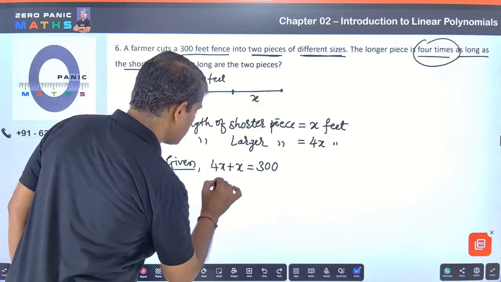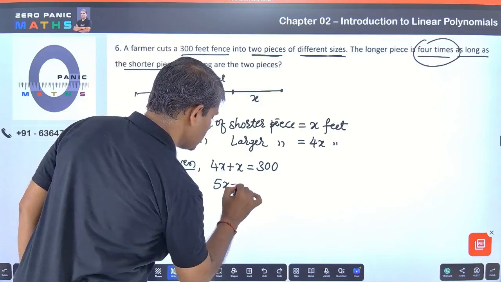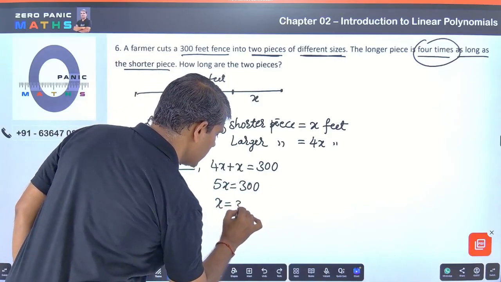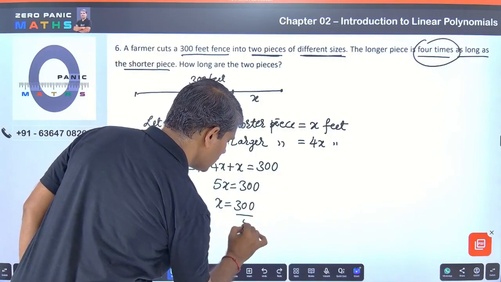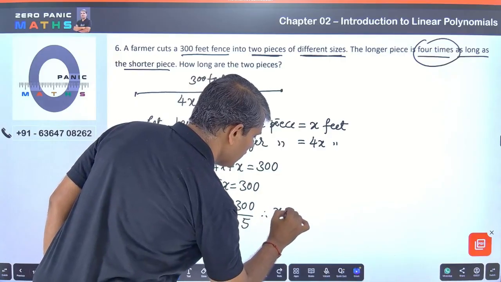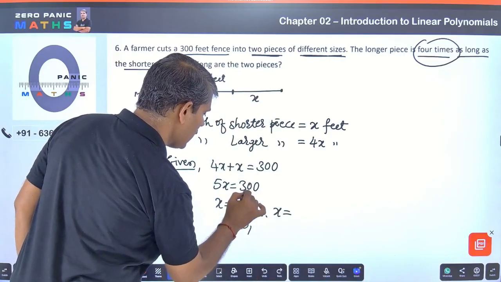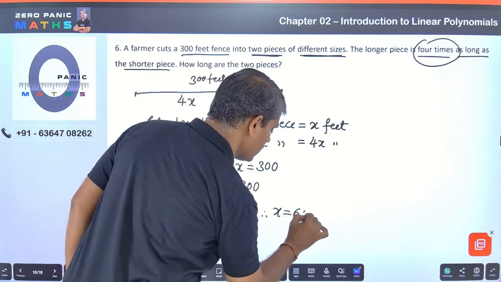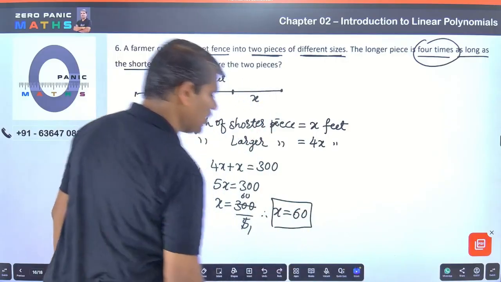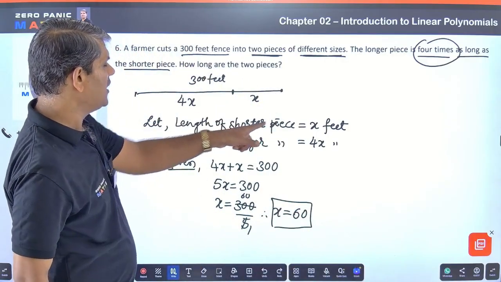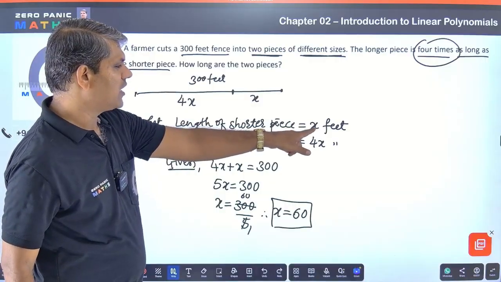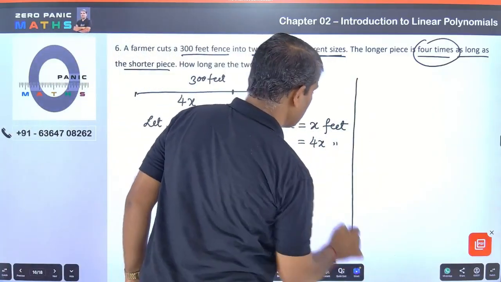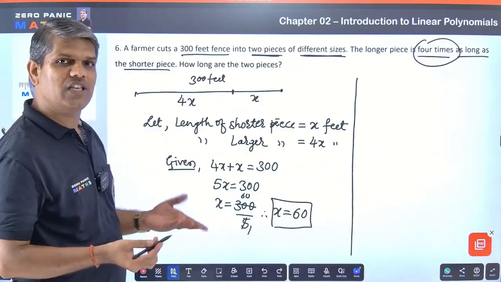So 4x plus x, which is 5x, is equal to 300, and x is equal to 300 by 5. Therefore x is equal to 60. What is x that we started with as the length of the shorter piece? That is x feet, which is 60 feet. So the answer is 60 feet, and 4x, that is 4 into 60, is 240 feet.